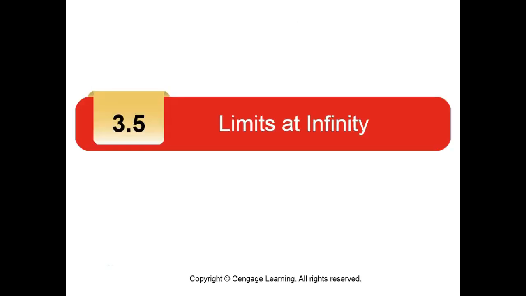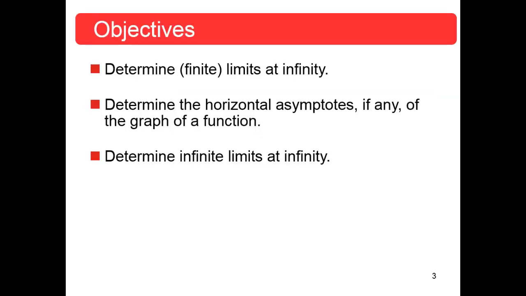Okay. And 3.5, limits at infinity, there's no point at infinity, so what do you mean by that? Well, limits as you get progressively larger and larger, do you have a limit of your function? So we'll determine finite limits at infinity. That kind of makes sense, a little bit anyway. Determine horizontal asymptotes, if any, of a graph of a function. Yeah, that makes sense. Determine infinite limits at infinity.